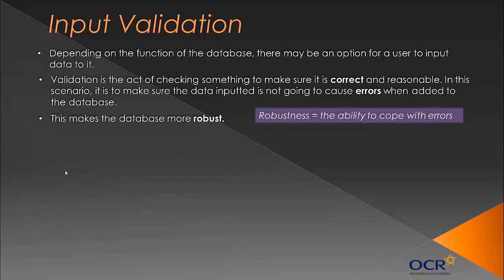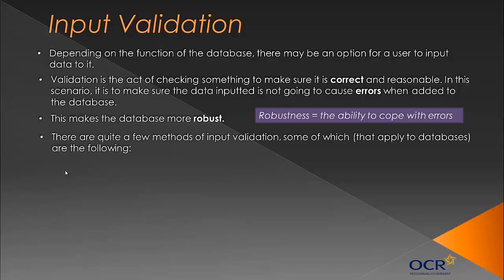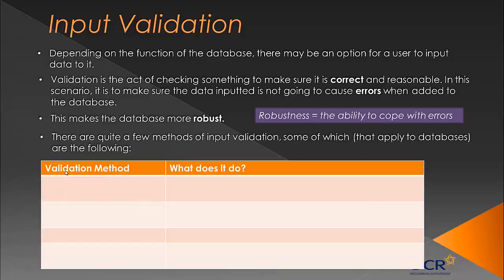It's a key term in this course. I recommend you use it whenever you can in your controlled assessments and maybe even the exam, but make sure you know what robustness is. It makes it more robust because it's less likely to break, because errors are removed at quite an early stage if validation is done. There are quite a few methods of input validation, some of which apply to databases, which we're going to look at in a sec. You have input validation in normal programs, but we're looking at databases. The following apply, and this is definitely not an exclusive list. This is just a couple.